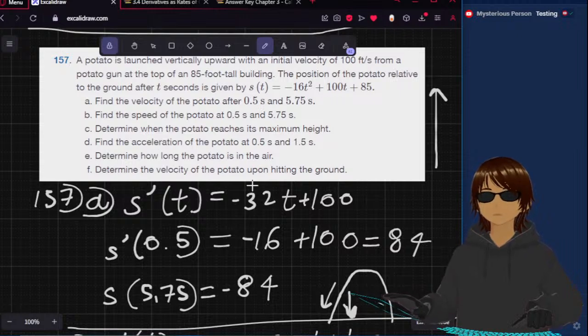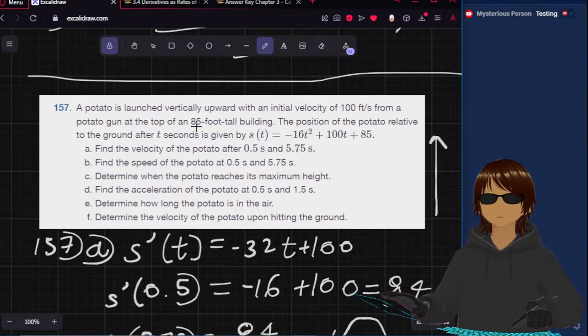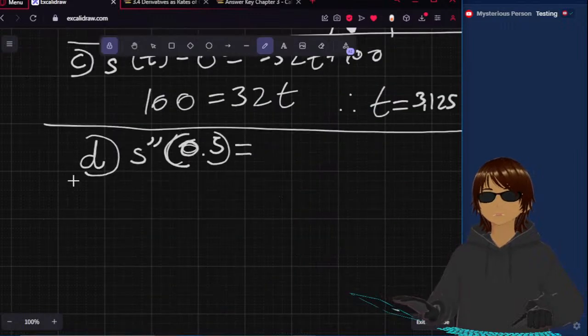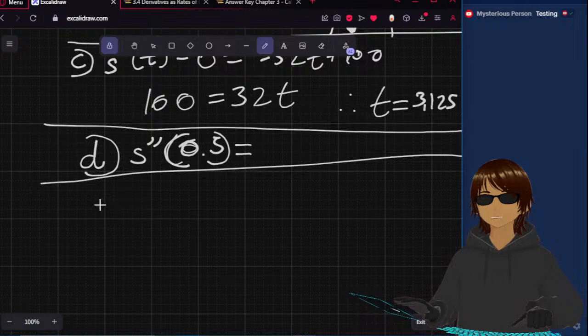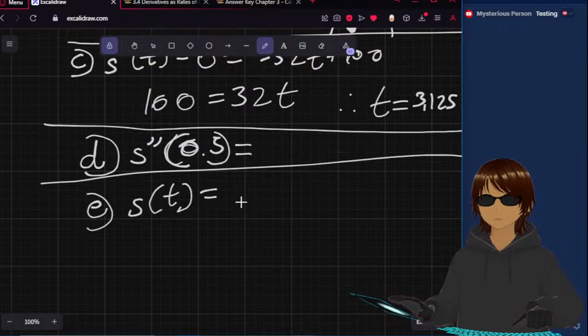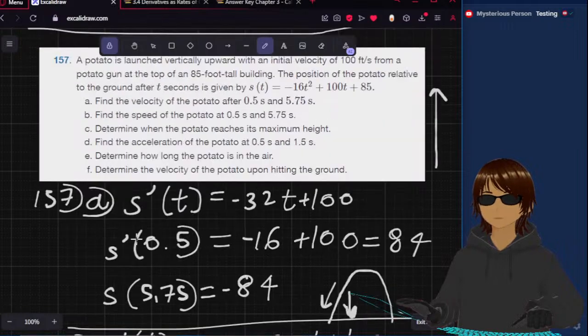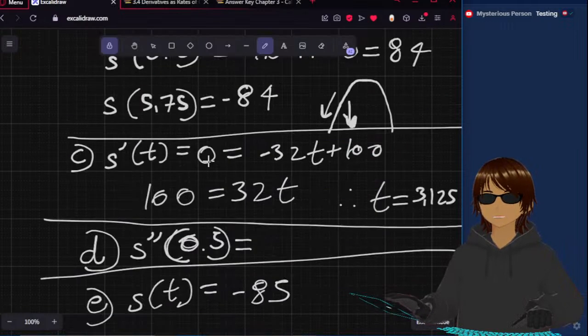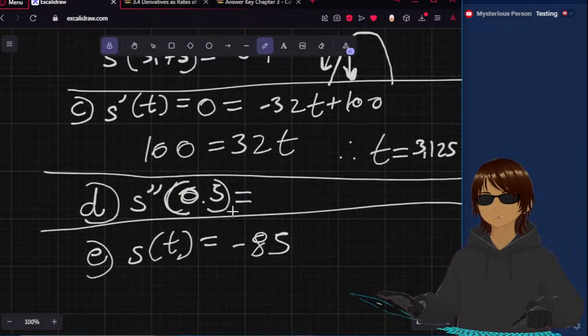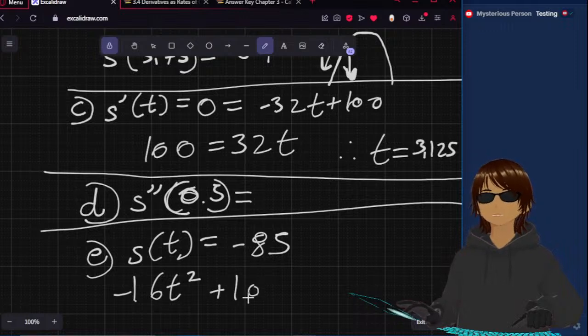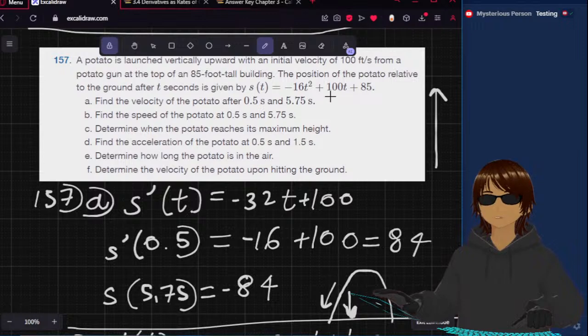I think that's when it's a minus. It's an 85 foot tall building when it reaches BCD. When is this? Basically minus 85. So minus 16 t squared plus 100 t plus 85. This should be 0 because the 85 should cancel out.